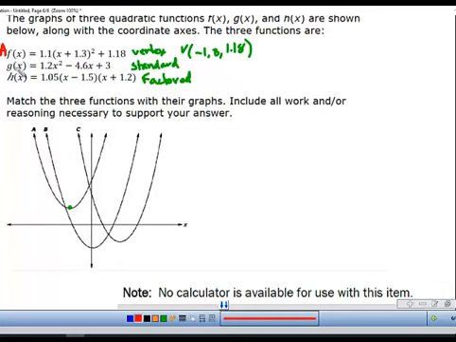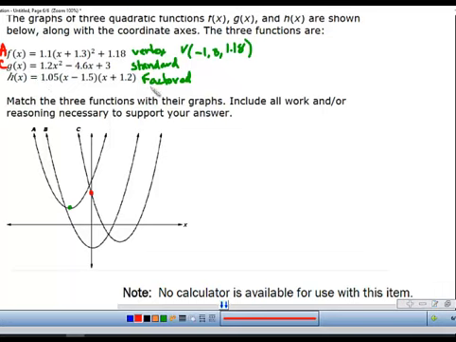Okay, now looking at the next one, g of x, we see that it has a y-intercept of positive 3. So let's see, this one, this one. Okay, so look, it's not A, we just figured that out, so it has to be this one right here. But maybe we made a mistake with A, so we're going to just keep going. Okay, so we're going to say, though, that g of x is C.